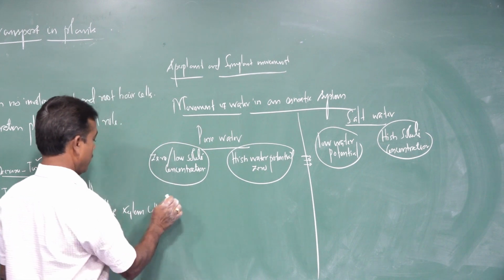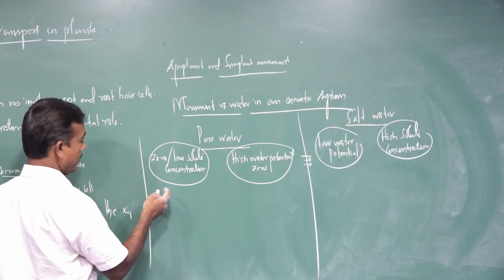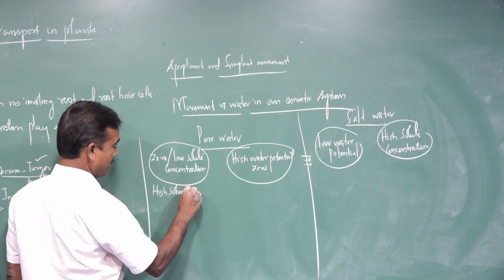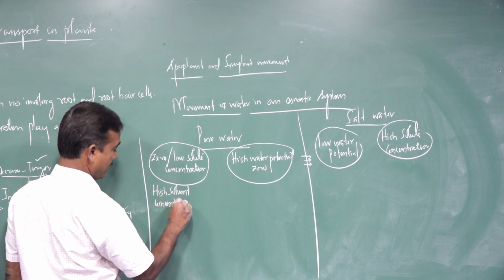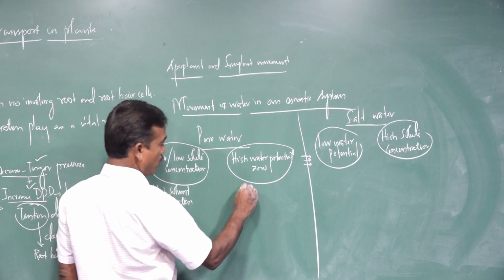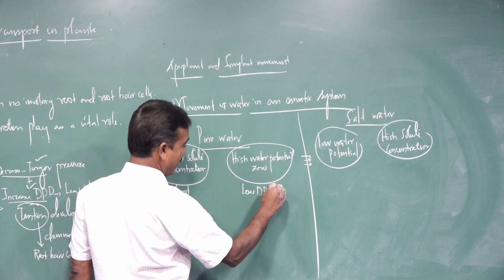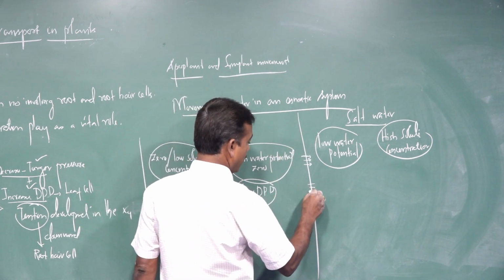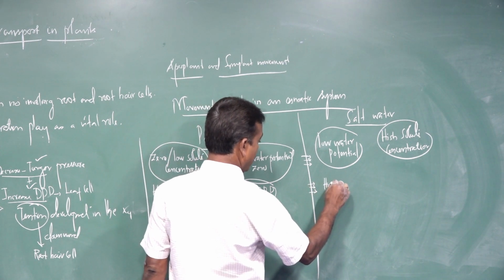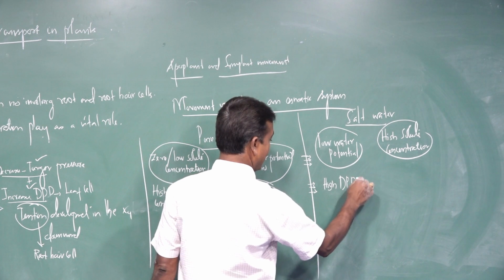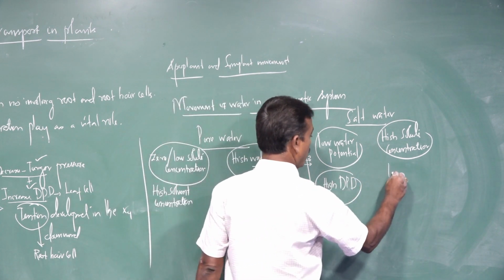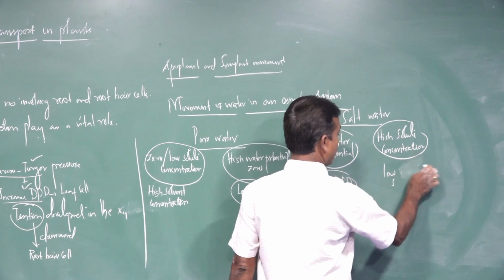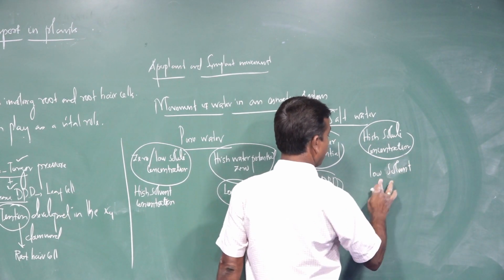That is the first thing. Second thing: pure water has high solvent concentration and low DPD. But salt water has high DPD, low solute concentration, and low solvent concentration.